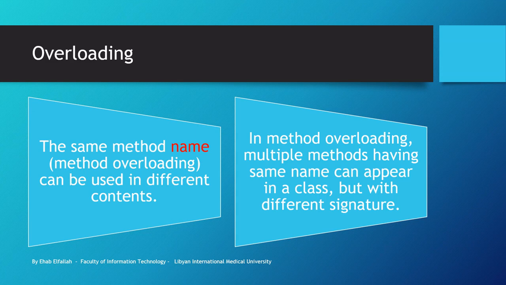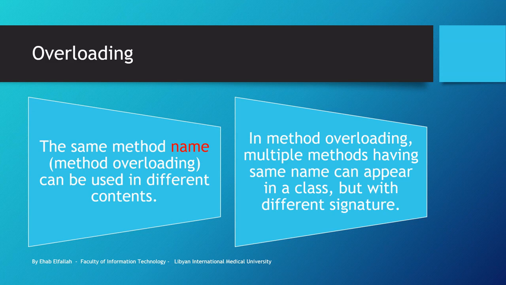It's also a part of polymorphism. Overloading is the same method name. Method overloading can be used in different contexts. So we have the same method name but with different implementation, even in the same class, even without inheritance. So it appears with inheritance or without inheritance. So a method with the same name but different implementation, and how to call each one of these methods.